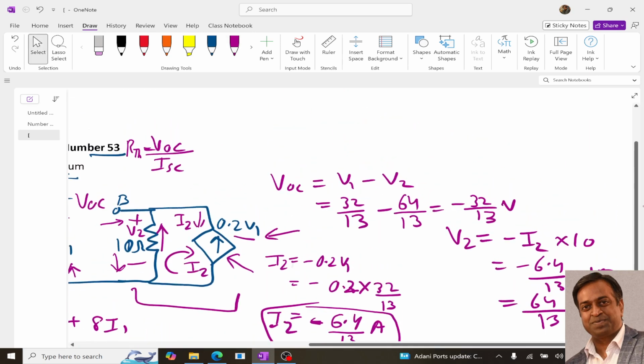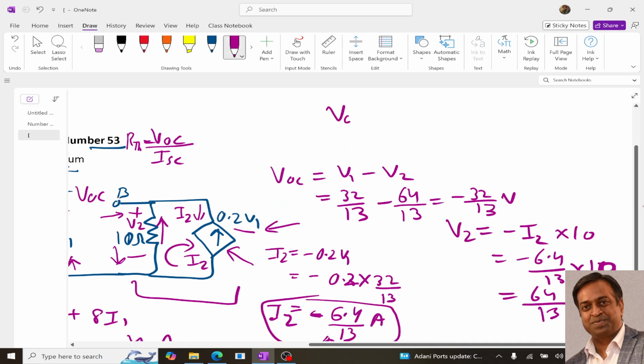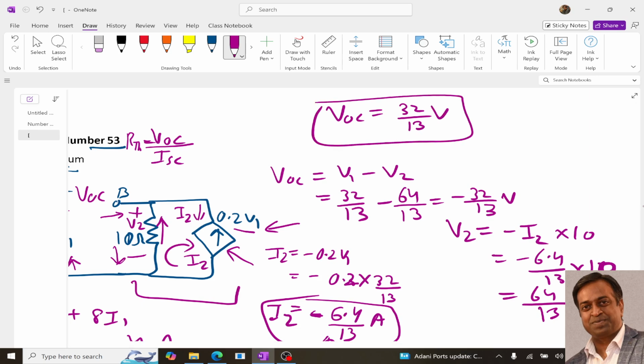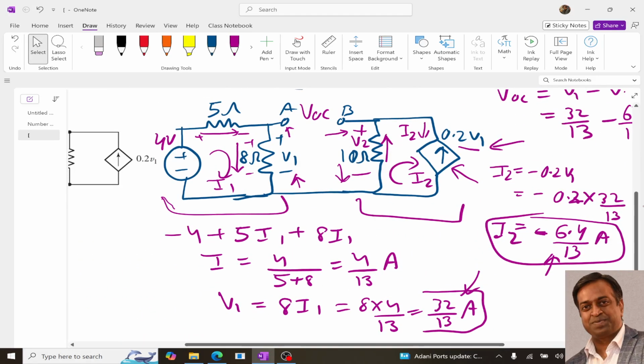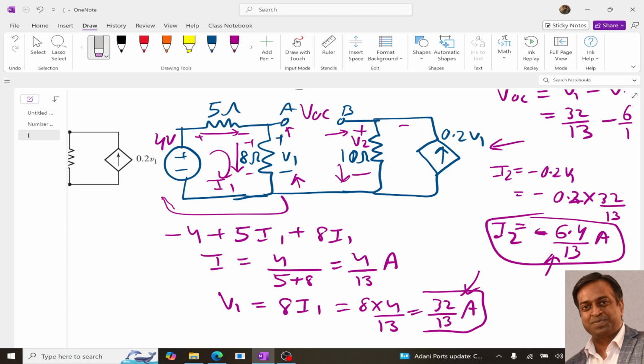So our VOC is equal to 32 by 13 volt. So this is VOC. Now similarly, we will try to determine ISC. So to determine the ISC, let me remove the irrelevant things from this.